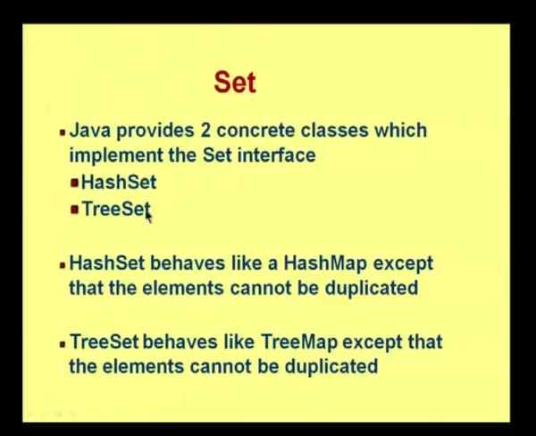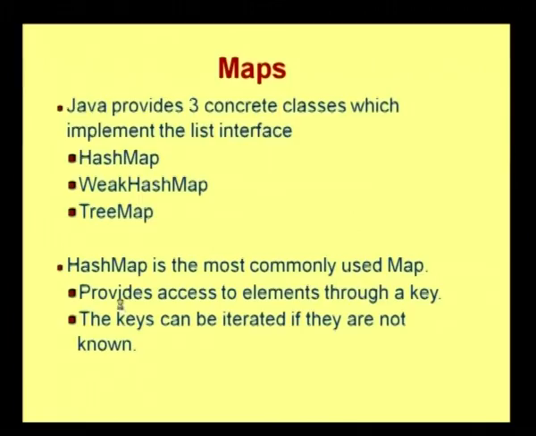Here we have two types of set. Java provides two concrete classes which implement the set interface, hash set and tree set. Hash set behaves like a hash map except that the elements cannot be duplicated. Since it is a set, it cannot be duplicated, whereas in a hash map, your elements could be duplicated. Your tree set behaves like a tree map except that the elements cannot be duplicated. Since it is a set, you cannot duplicate it.